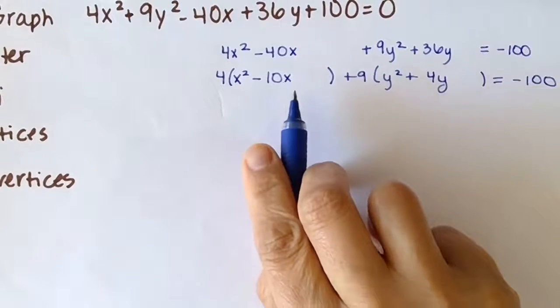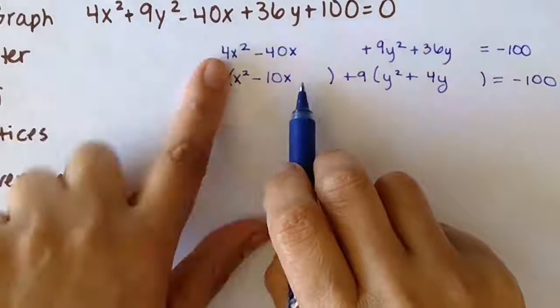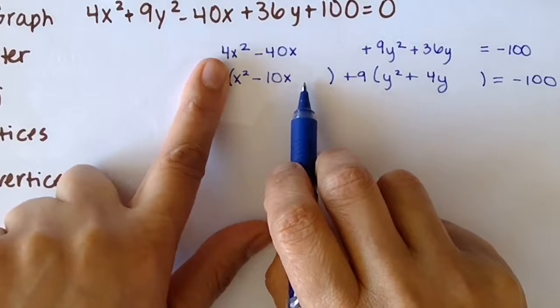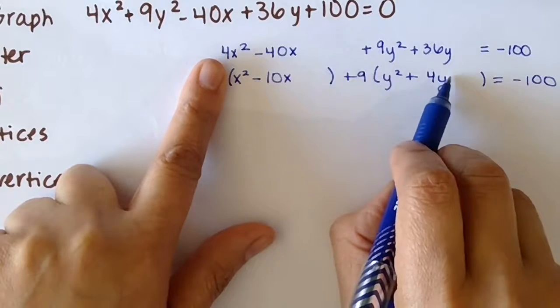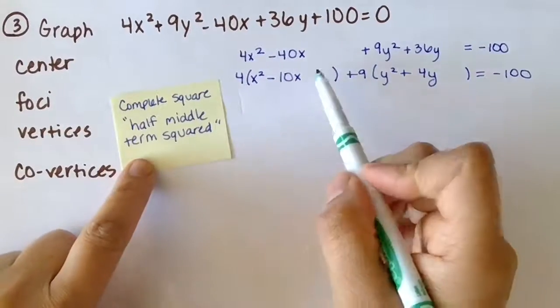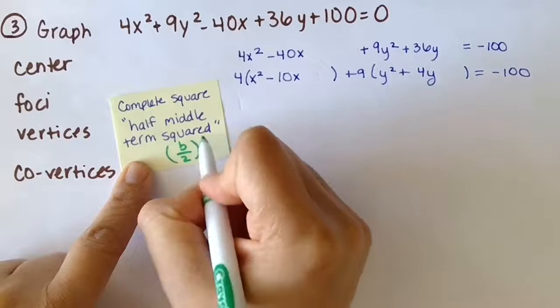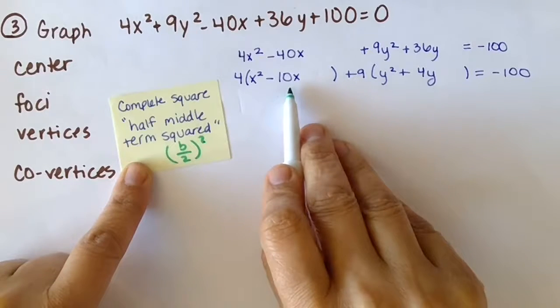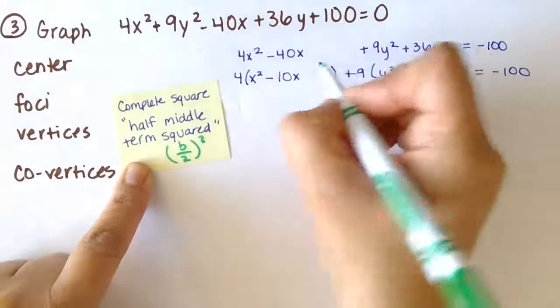All right, so now we're going to complete the square. To complete the square, it is half your middle term squared. We're going to do that here, and we're going to do that here. So to complete the square, it is half your middle term squared, or b divided by 2 squared. Half of negative 10 is negative 5. Negative 5 squared is 25.